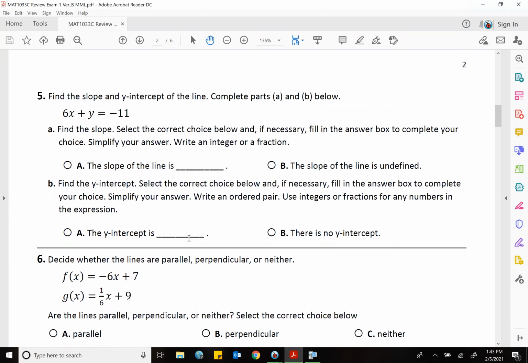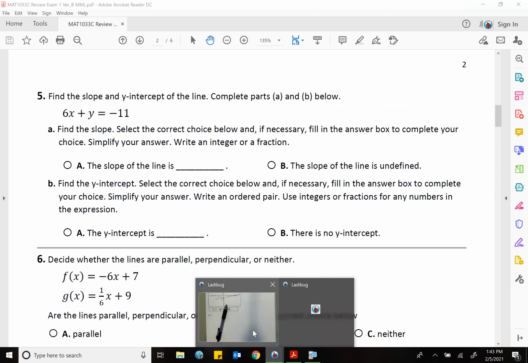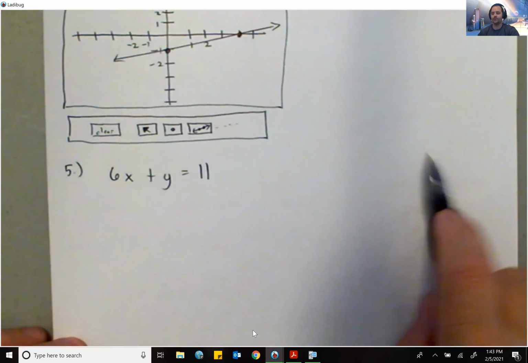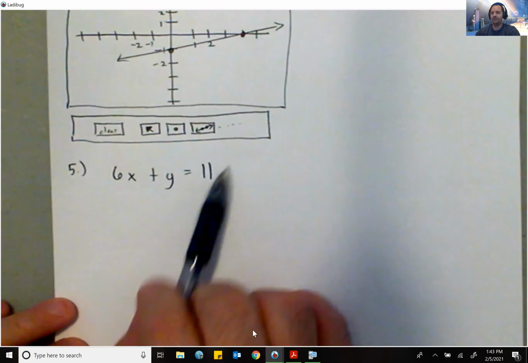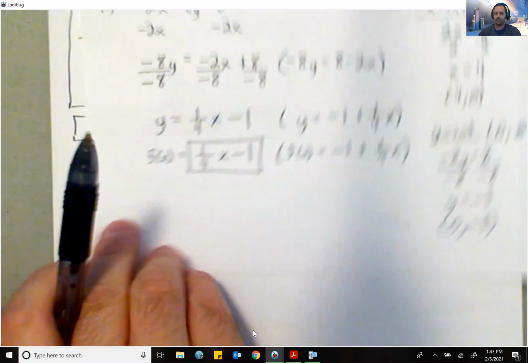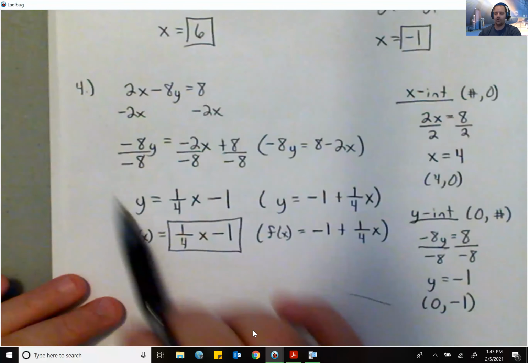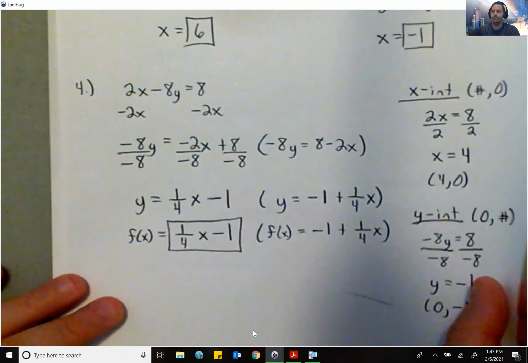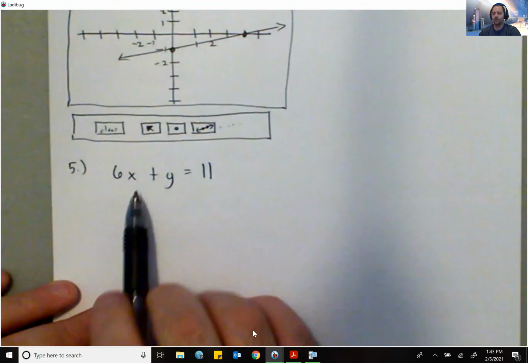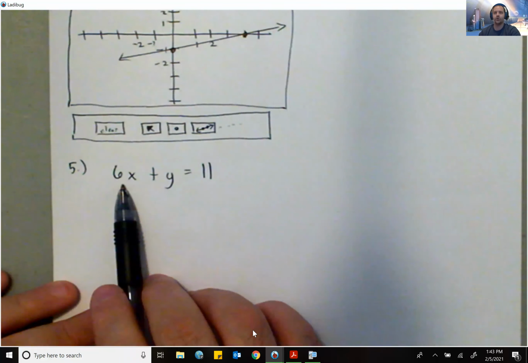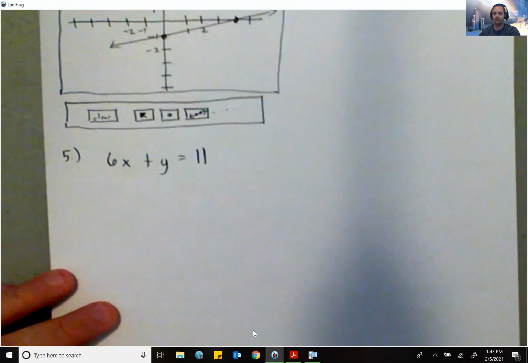Is the slope already given, or do you have to? The slope is not already given in this. Okay. So you're going to do the same thing right here on number 5 as what we just did on number 4. And we need to get the y value by itself, because you can only determine the slope of this as long as your y value is by itself.